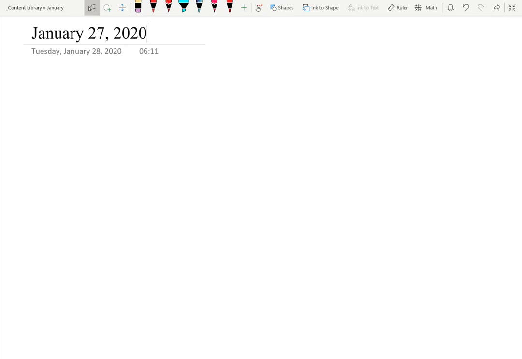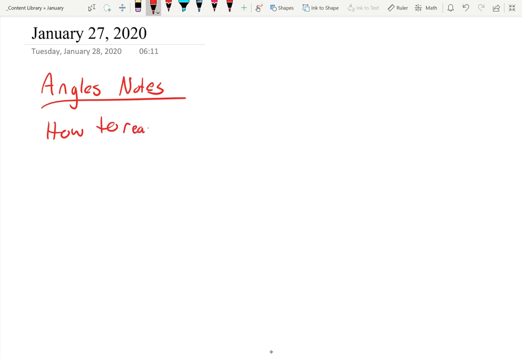So the first thing I want to talk about, though, is how to properly read and write an angle. Okay, so let's make angles notes. Part one, how to read and write angles. One way you'll see angles presented is you'll be given an angle with a letter named at the vertex, like Q or any kind of letter. Then we would write out, this is angle Q.